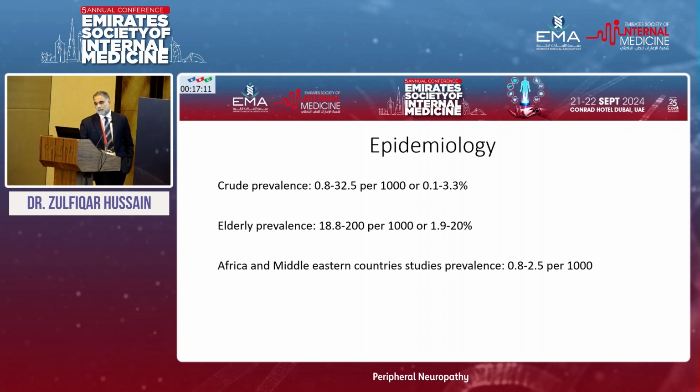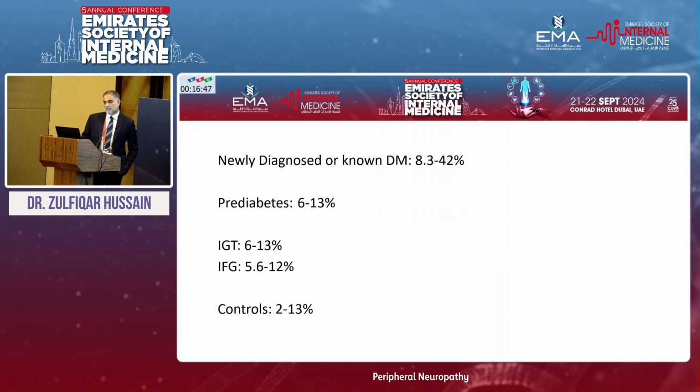So if we look at epidemiology, as I said, it is variable. The most current prevalence is 0.1 to 3.3. The elderly population has a much higher prevalence than the younger population. If we look at studies from Africa and Middle Eastern countries, prevalence goes about 0.8 to 2.5 per 100 persons. Diabetes is the most common etiology.